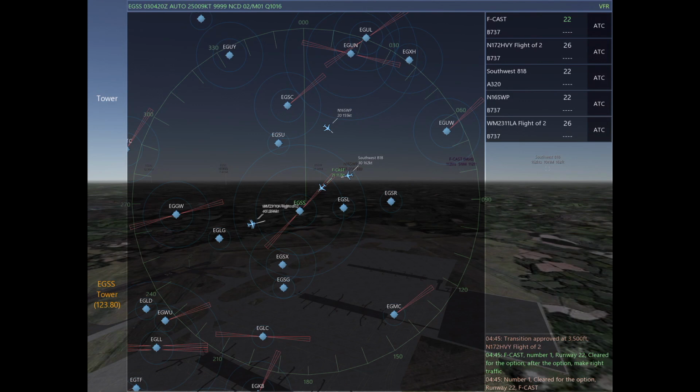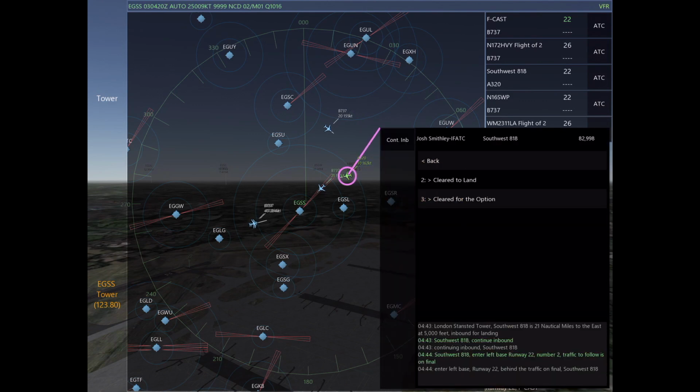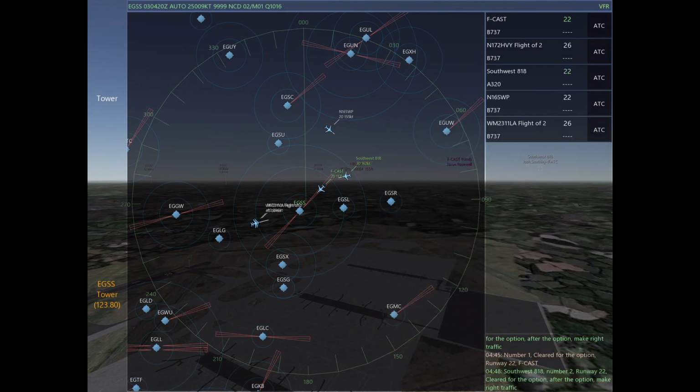After clearing Foxtrot Charlie Alpha Sierra Tango, I want to go back and start clearing the rest of my arrivals since they've all been sequenced. So first we're going to talk to Southwest, and we're going to tell him, number 2, clear for the option. After the option, make right traffic.